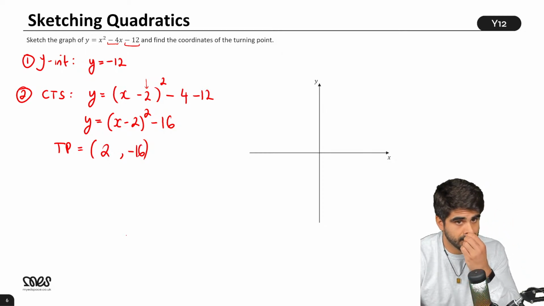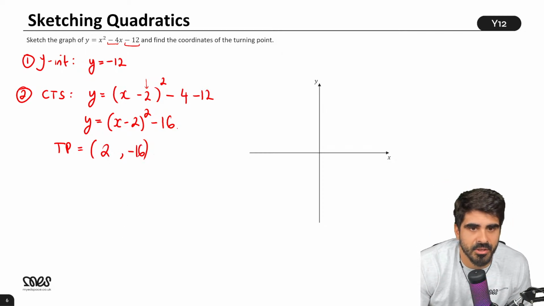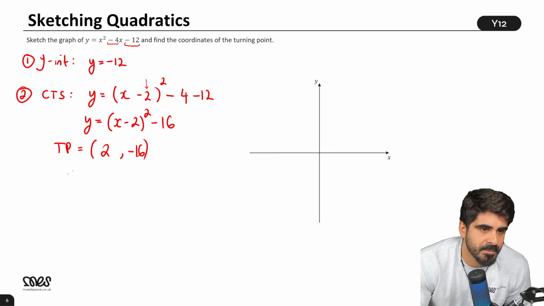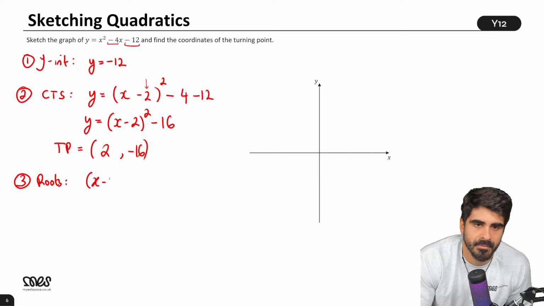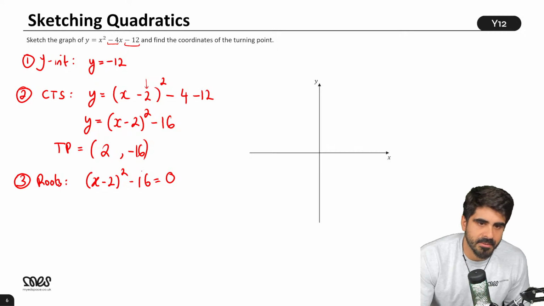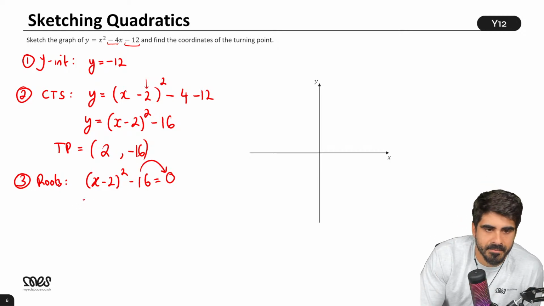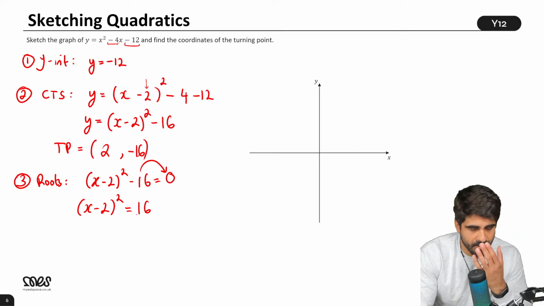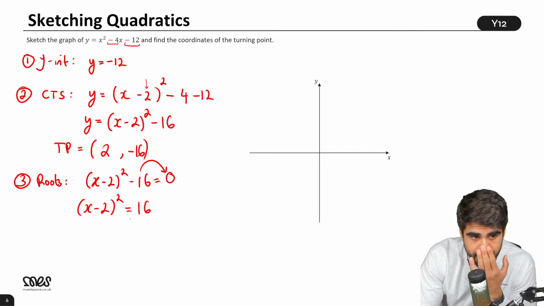And that's it. The next thing we're going to do is find the roots. Now, let's just do it. Because we've completed the square, let's just make it equal 0. Should be pretty simple, right? Move that over. And then we square root. What do we have to be careful of here?